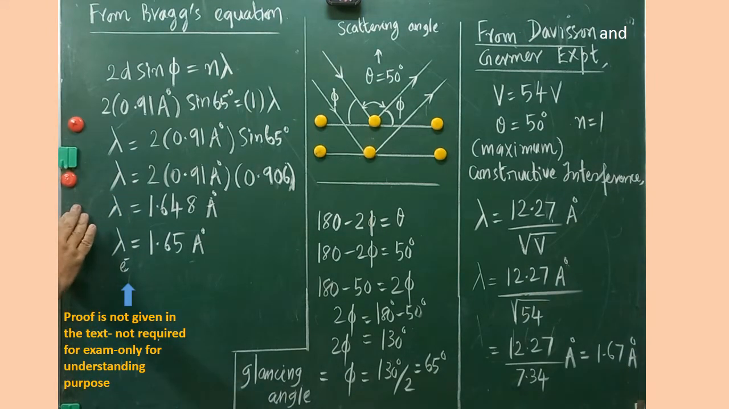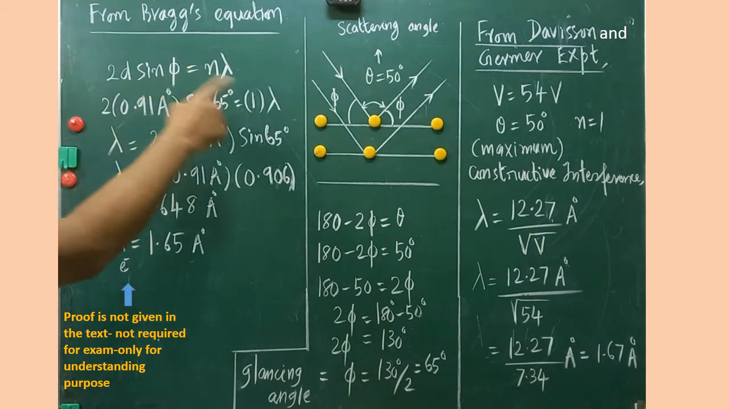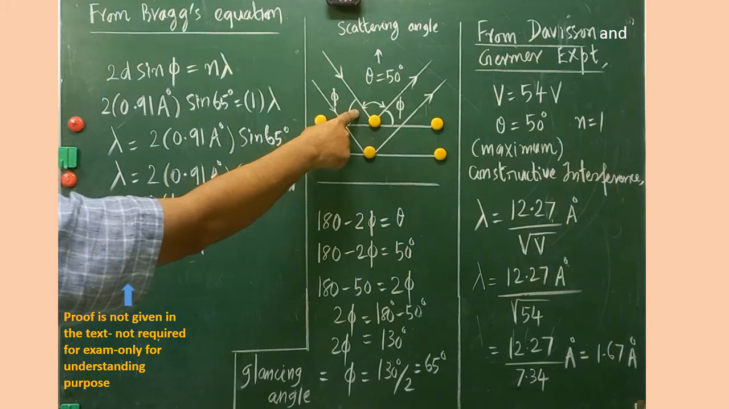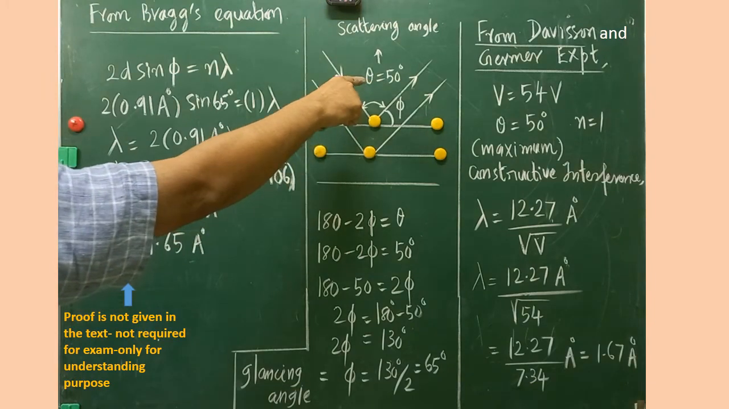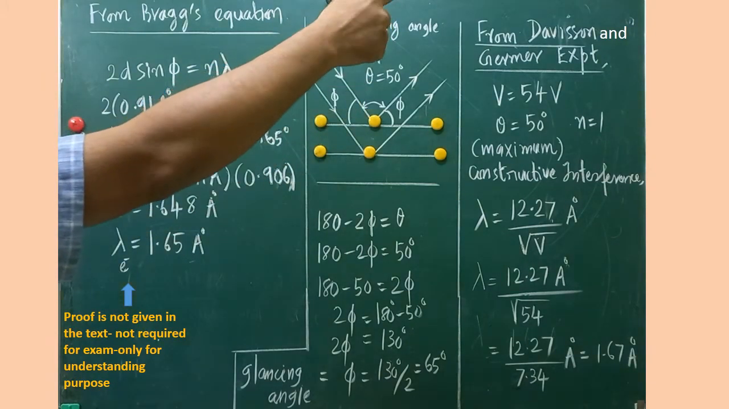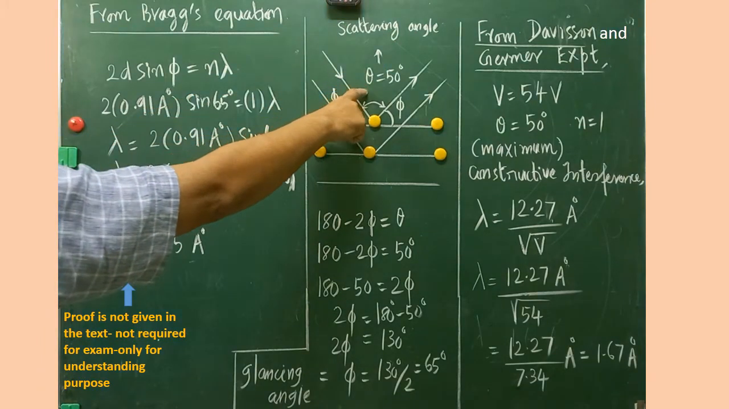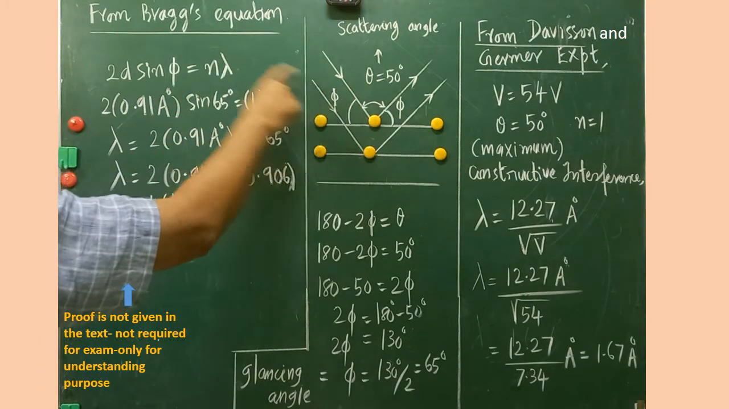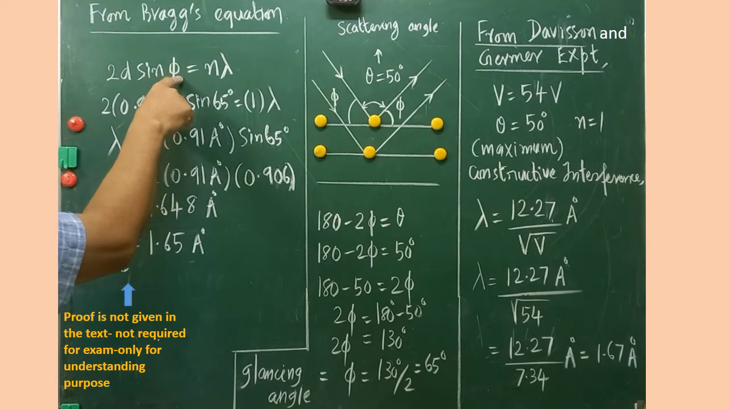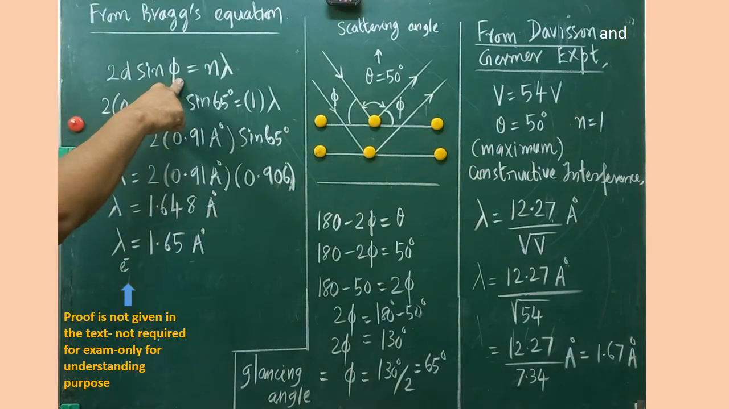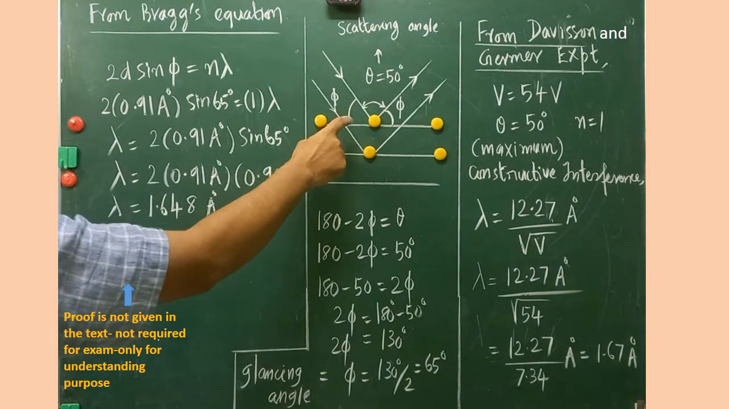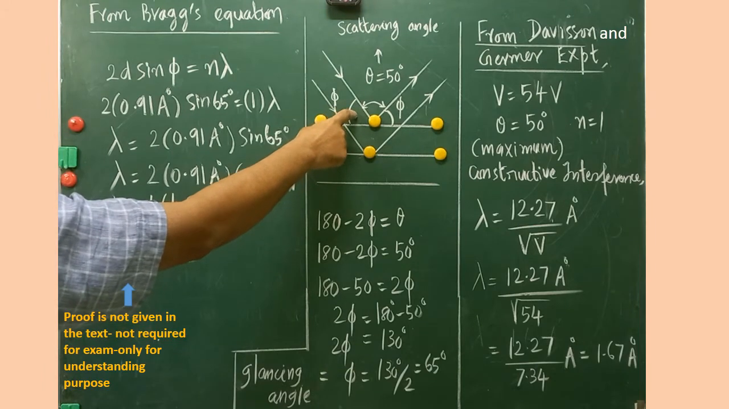Now the thing is, that answer is to be compared with which one? The answer obtained from Bragg's equation. This is the equation called Bragg's equation. Here phi is called the glancing angle. That is very important. The angle which is taken into consideration in the case of the Davisson and Germer experiment is the scattering angle. But here in the case of Bragg's equation, this phi is called the glancing angle.